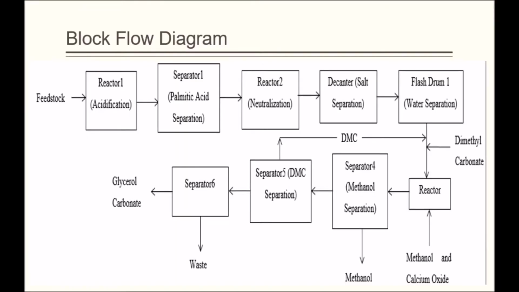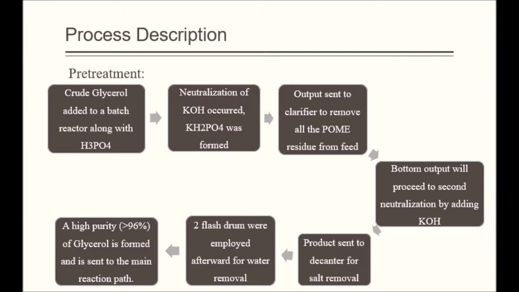The diagram shows the block flow diagram. The entire reaction can be separated into pre-treatment and main reaction. In the pre-treatment section, the feedstock crude glycerol is introduced to the batch reactor along with phosphoric acid. An acidification reaction occurs in the reactor and a salt, monopotassium phosphate, is formed. Next, the output from the reactor will be sent to a separator to remove all the palmitic acids that exist in the crude glycerol as top product.